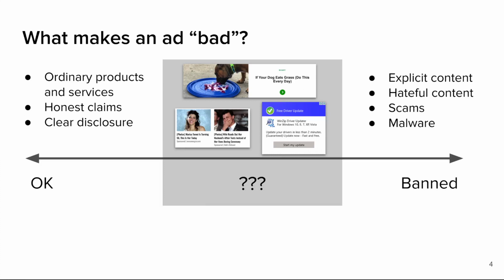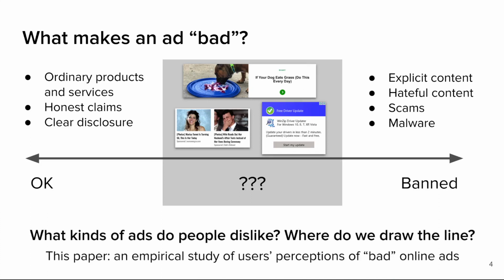They are allowed to run, but they seem somewhat misleading and detrimental to users' browsing experience. However, we lack a systematic understanding of what kind of ads exist in this space. So in this paper, we ask, what kinds of ads are bad in the eyes of users? And if we want to improve the ad ecosystem, where do we draw the line between acceptable and unacceptable ads? We attempt to answer these questions through an empirical study of users' perceptions of online ads.